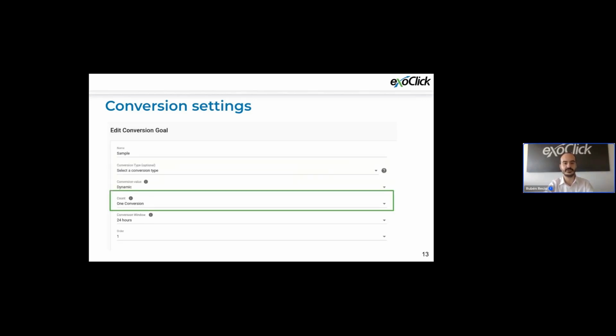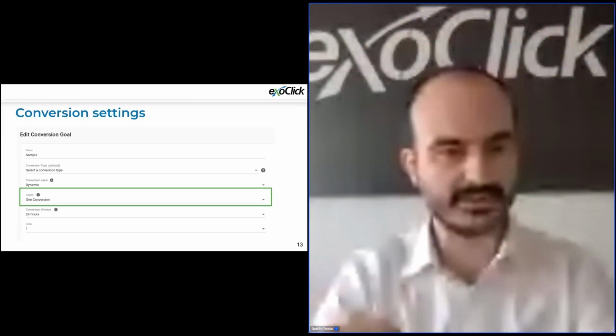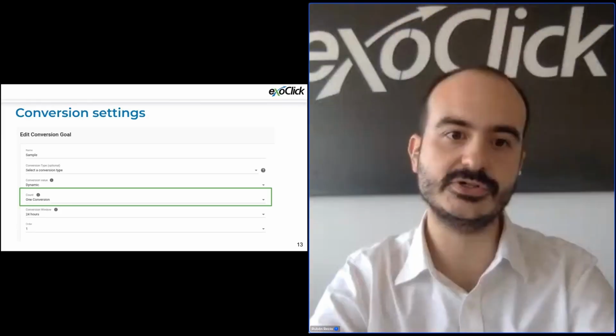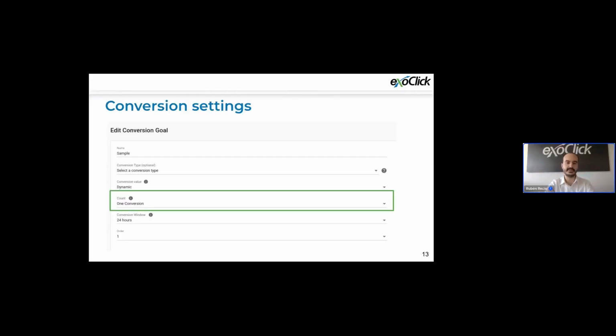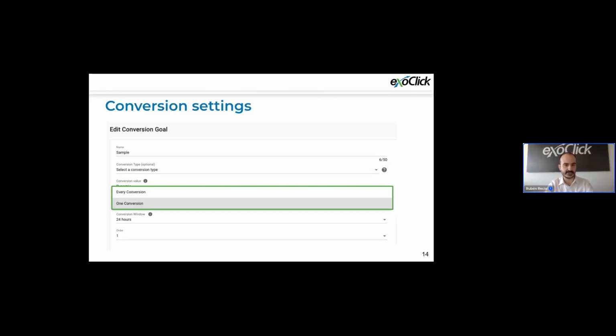Then you've got conversion count, which determines whether when a conversion is called, you will count only one instance of that specific conversion call, or you will allow it to be called as many times. So for instance, if you're running server-to-server postback tracking, if that same postback is called multiple times and you have every conversion enabled, then every single call will be counted as a conversion in your statistics.